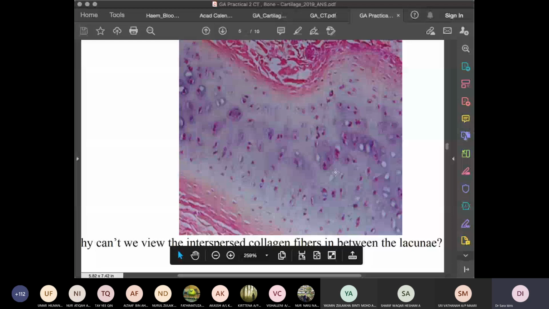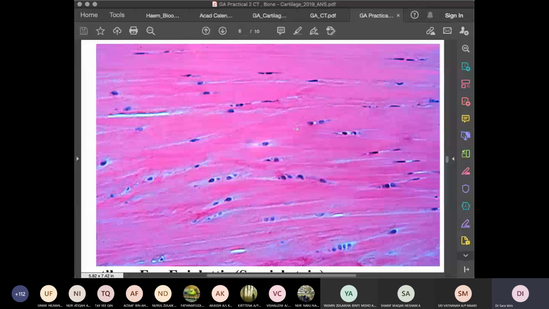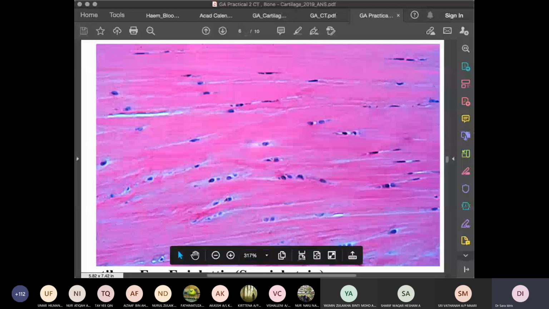Okay, so fibrocartilage. What are the features of fibrocartilage? You can actually see the collagen fibers, and the collagen fibers look quite thick. It's arranged quite nicely as well, so parallel bundles of collagen fibers. Then you can see the chondrocytes interspersed in between the collagen fibers, and they're also within lacuna. You can see the space surrounding the chondrocyte. So one chondrocyte within lacuna, another chondrocyte within lacuna there.